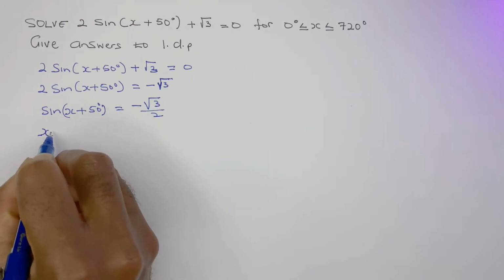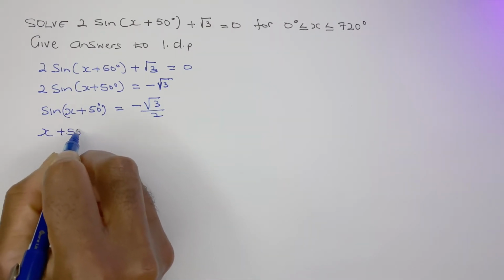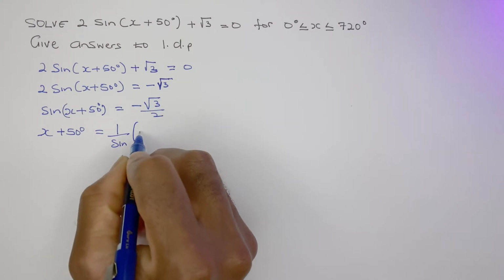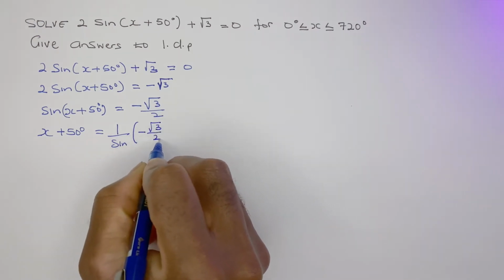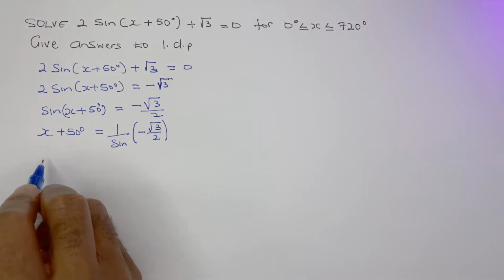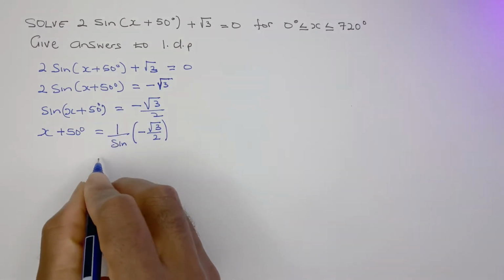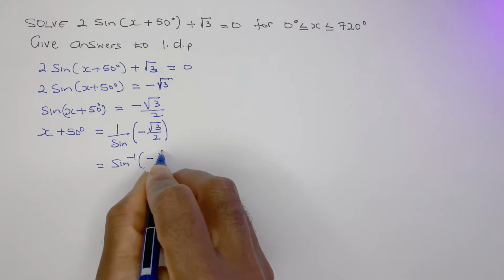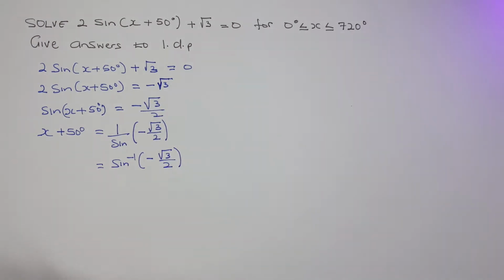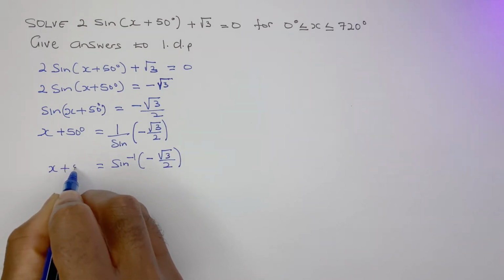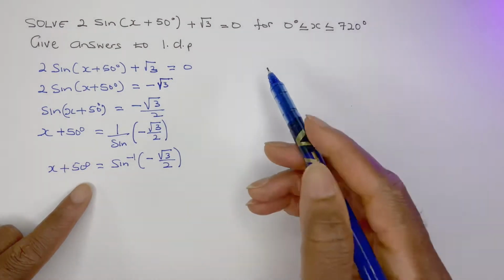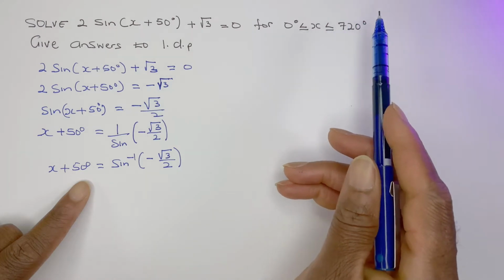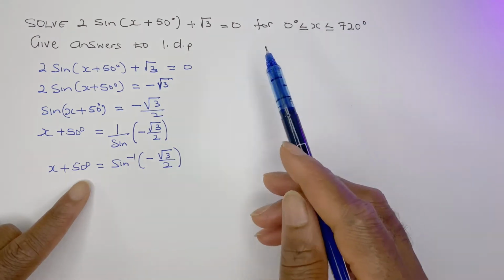I get x plus 50 degrees equals 1 over sine open bracket minus root of 3 over 2 close bracket. And in indices, 1 over sine is sine to the power minus 1 of open bracket minus root 3 over 2 close bracket. So that is x plus 50 degrees. Naturally, you could add 50 here, then you have to add 50 there, then you have to add 50 there. But we're not going to do that.